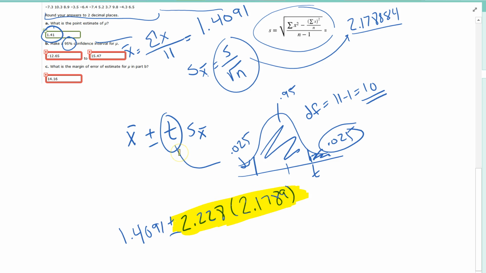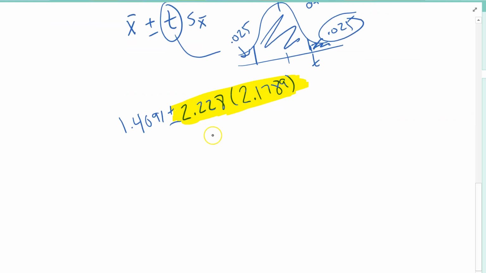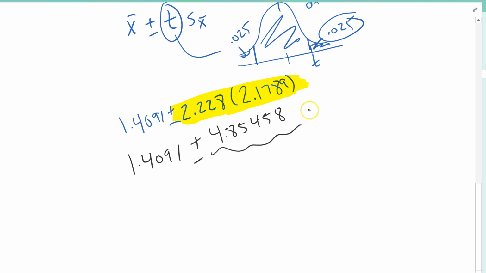So you've already kind of calculated it there. 2.228 times 2.1789 gives you 4.85458. This is your margin of error. If you take 1.4091 plus or minus that, that would give you minus 3.45 to 6.26.